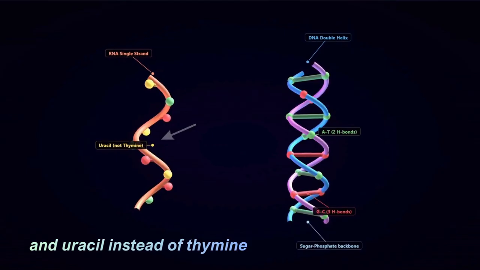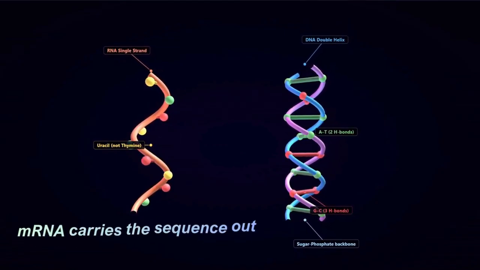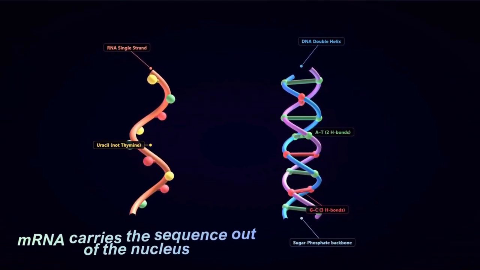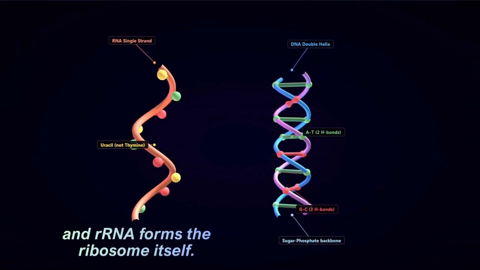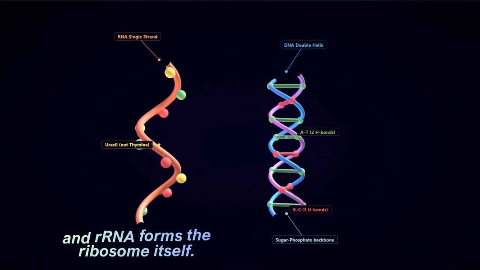3 flavors. Messenger RNA carries sequence out of the nucleus. Transfer RNA physically brings amino acids to the ribosome, and ribosomal RNA forms the ribosomes itself.